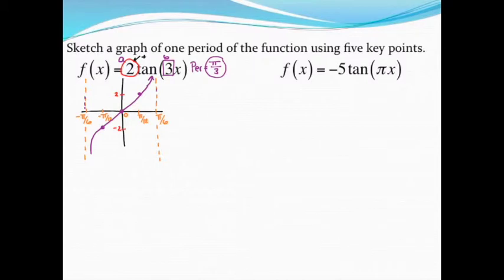I'm going to add arrows to this because this graph does go up and down forever. So there is one period. Now this wave would of course repeat forever to the left and right, but there is one period of what this graph will look like.